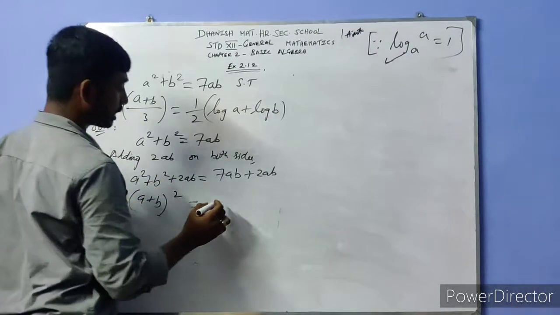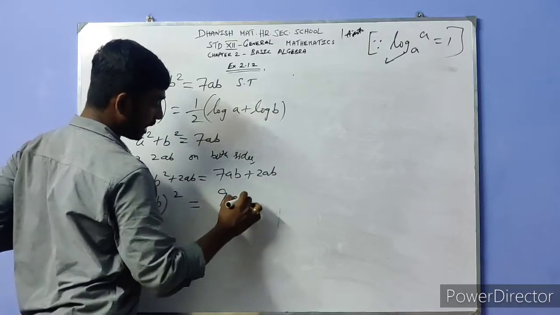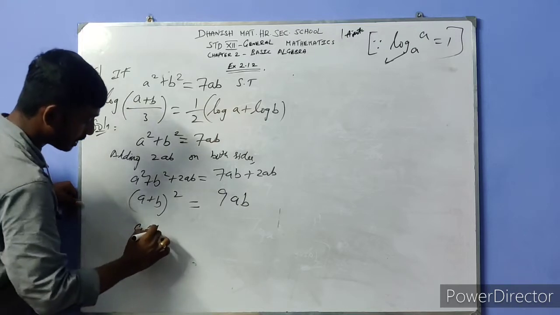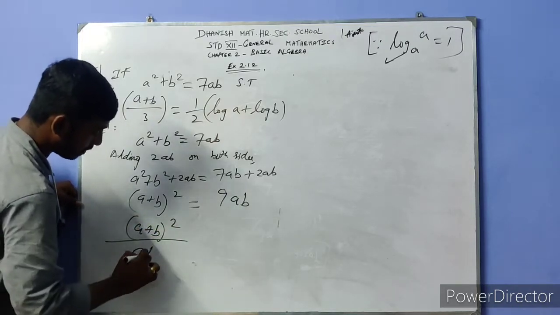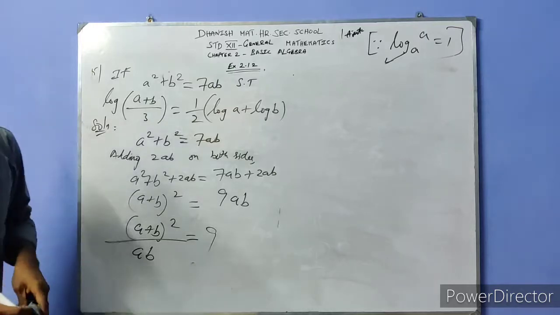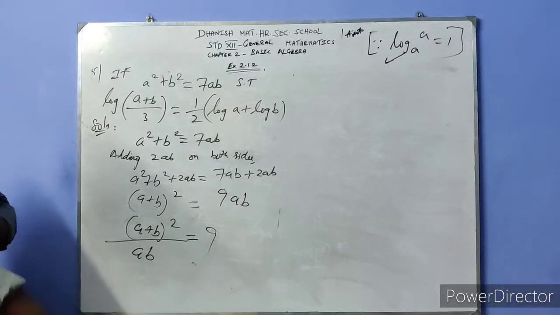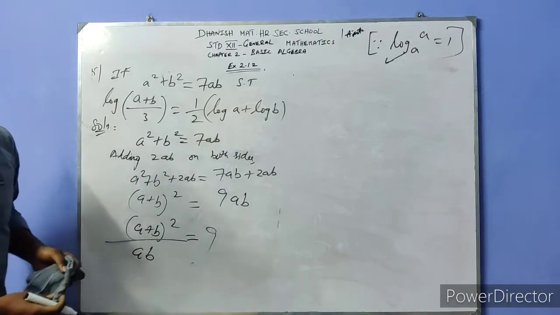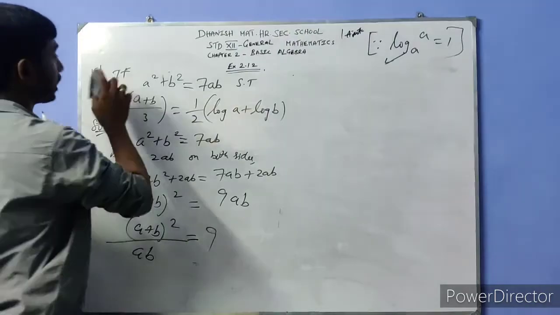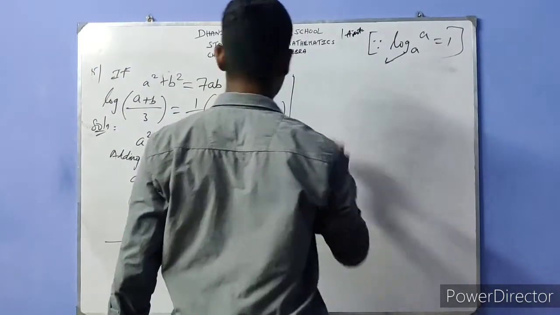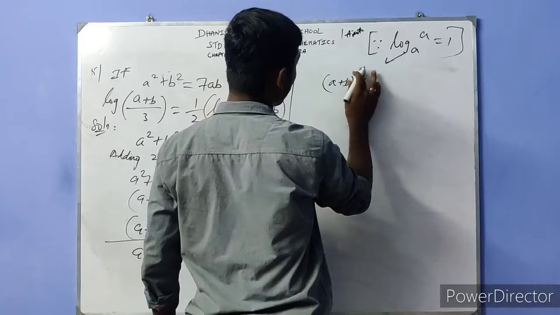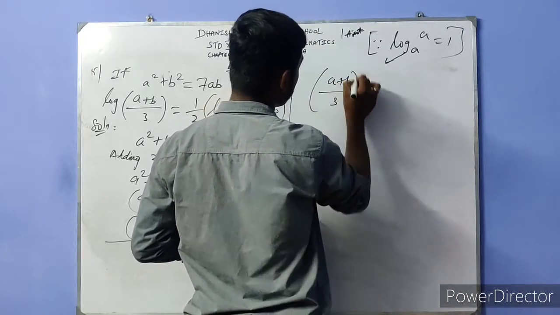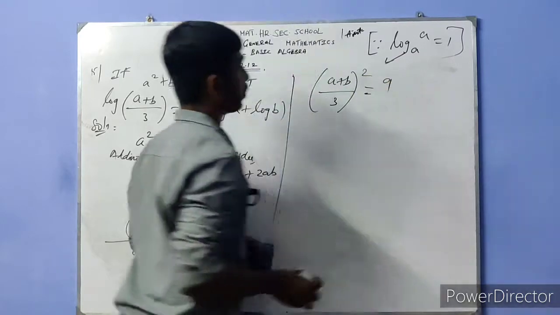So here we are adding 7ab plus 2ab, that will be 9ab. So this multiple of ab will go that side and change into divide. So (a plus b) the whole square divided by ab equal to 9. So here we are using the whole square. How to convert it into the whole square? So here we are using a plus b. Now I am taking the whole square: (a plus b) divided by 3, whole square, equal to 9 here. So what are we getting here?